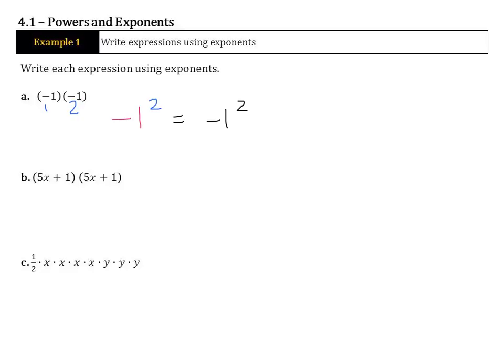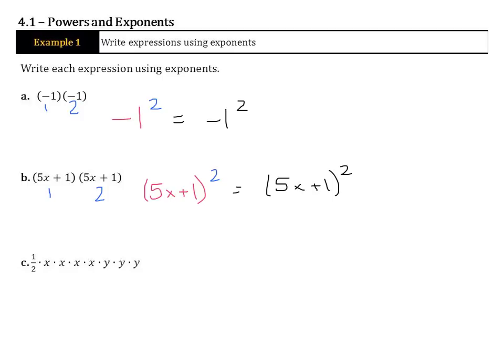The same thing can be said about our example B, where we have 5x plus 1 times 5x plus 1. Well, that's there 2 times. So we can do 5x plus 1 squared. So again, it's just in parentheses, 5x plus 1 squared. Keep those parentheses there.